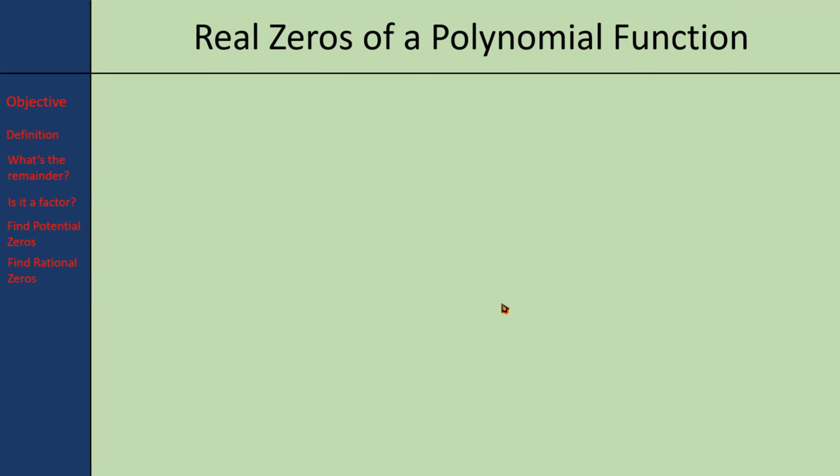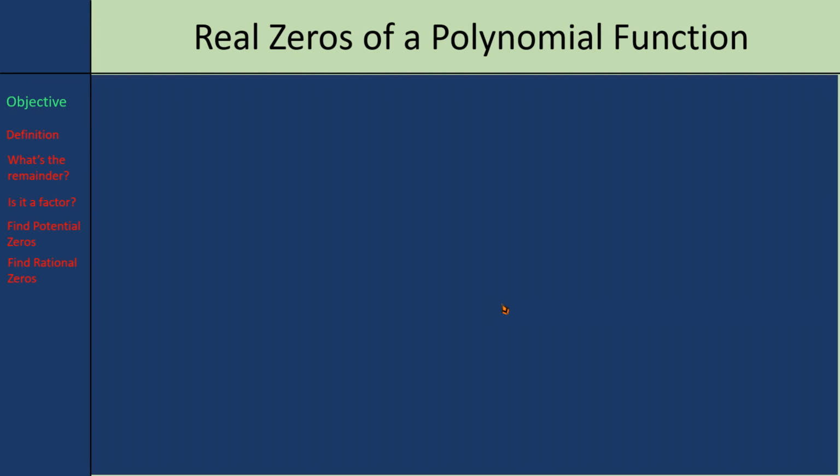Okay, today we're talking about real zeros of a polynomial function. So our objective really is to find the real zeros of a polynomial function. And today's lesson is going to be a lot of stuff. So you really want to pay close attention to the little detail and pause and rewind if you need to. Okay, so we'll start with the definitions.